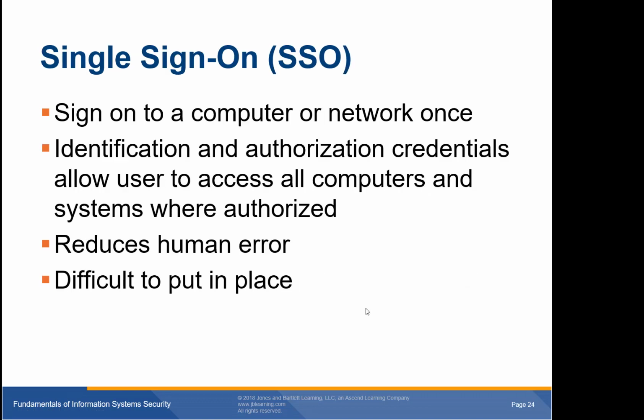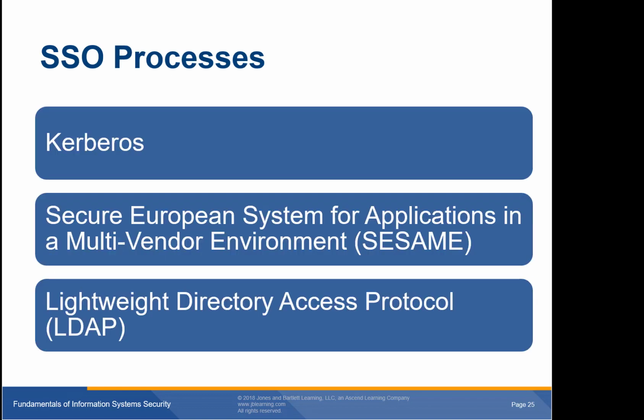A single sign-on strategy allows users to sign on to a computer or network once and have their identification and authorization credentials allow them into all computers and systems where they are authorized. They don't need to enter multiple user IDs or passwords. SSO reduces human error, which is a major part of system failures. It is highly desirable but difficult to put in place. You can learn about advantages and disadvantages of SSO in your book on page 151. Examples of SSO processes include the Kerberos, Sesame, and LDAP methods. You can learn about each one of these in your book on page 153.